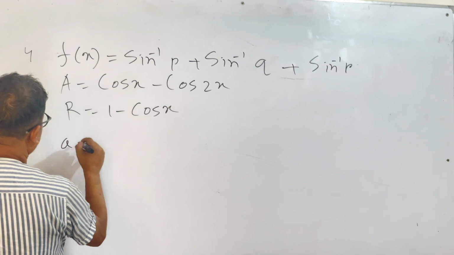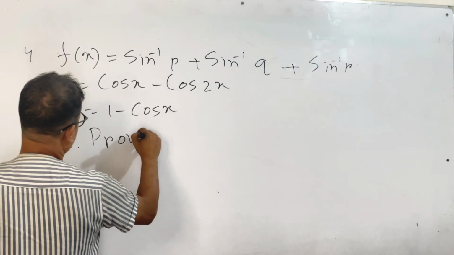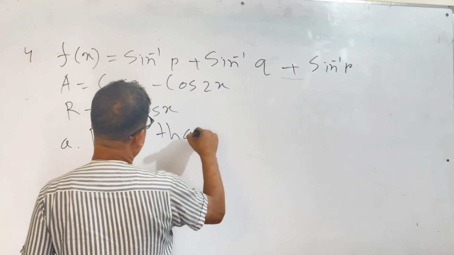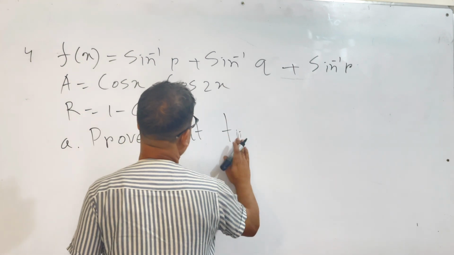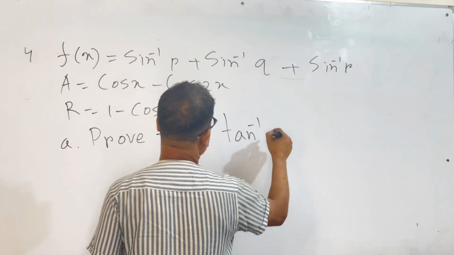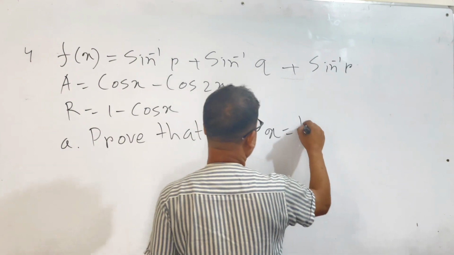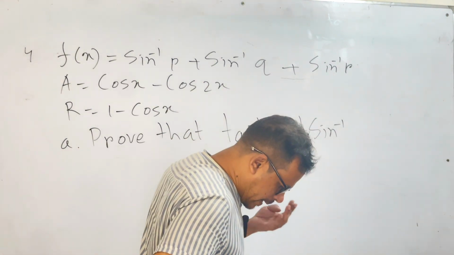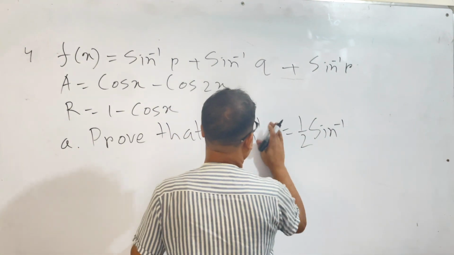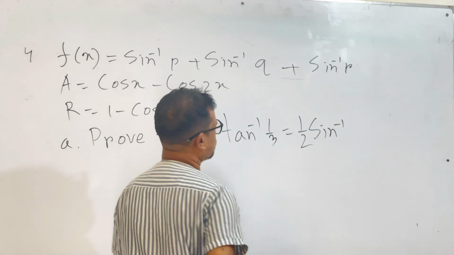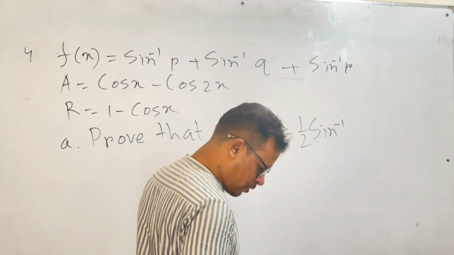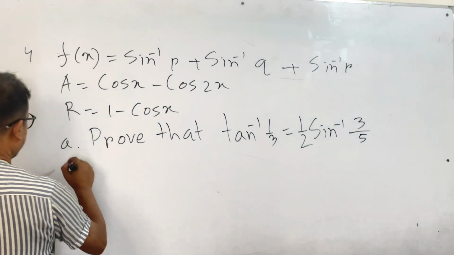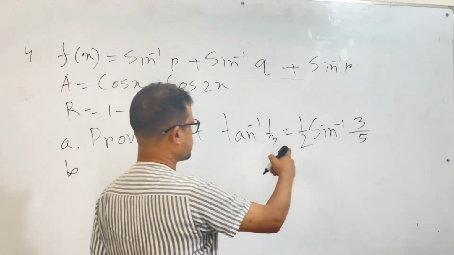Now, question, prove. What should I prove? Prove that tan inverse 1 over 3 equal to half sin inverse 3 over 5. Okay. Question B is for this, mark 2.